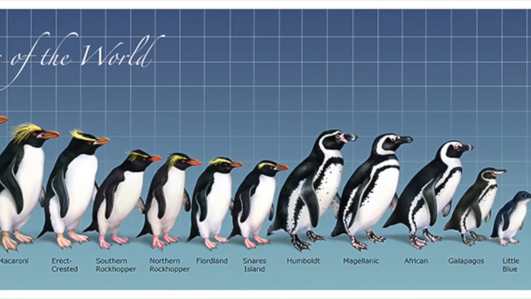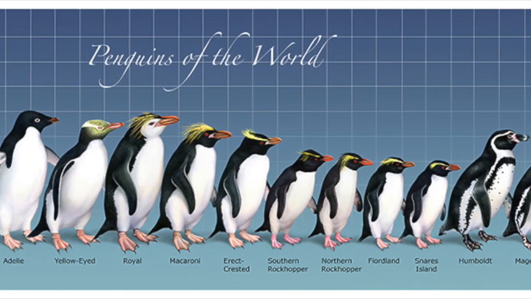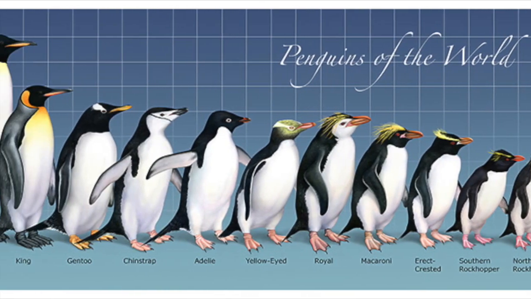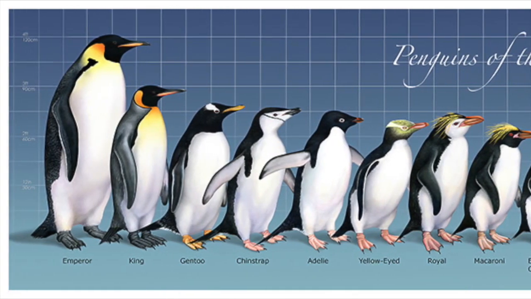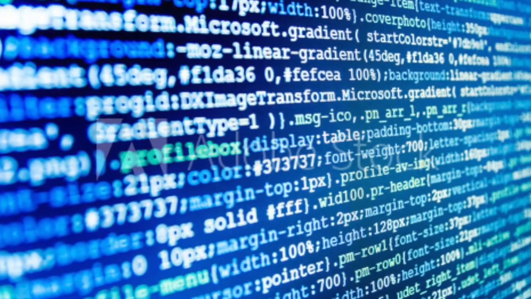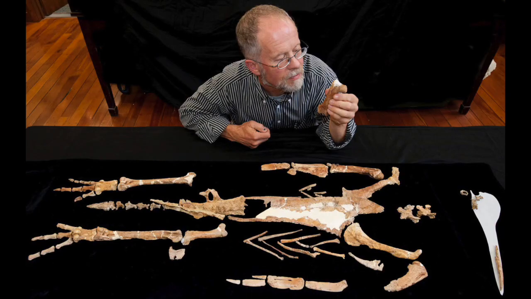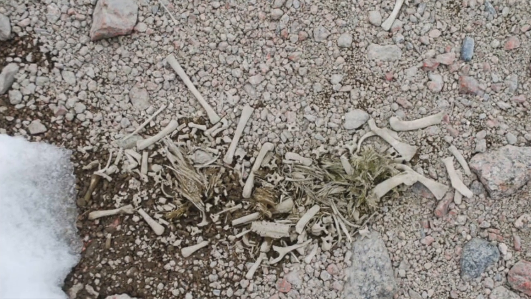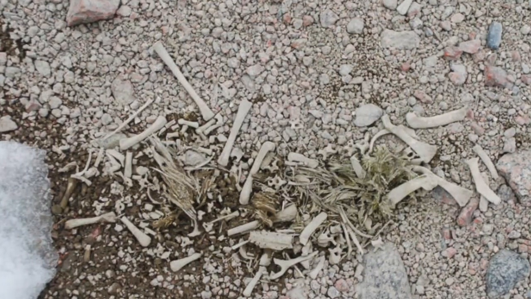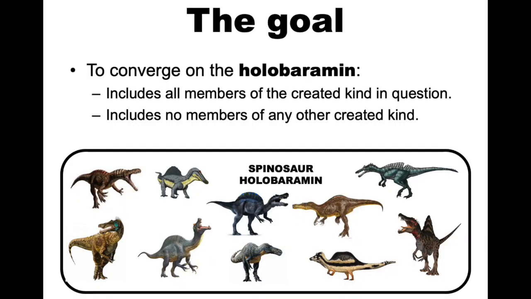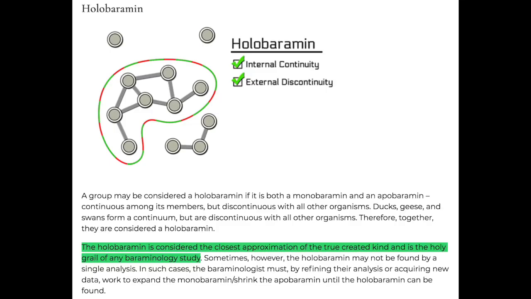So what we do essentially is we look around at what we know is related in the animal family today and then take all of those differences and put them into a program. This program will help us determine if anything that we find in the fossil record falls within this variation. And it works very well, but you want a lot of information. The goal of baraminology is to determine what a created kind was. This is known as a holobaramin, and it is the end goal for all baraminologists.